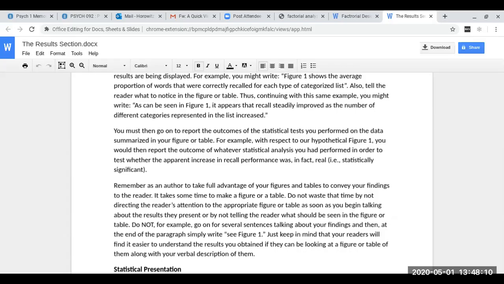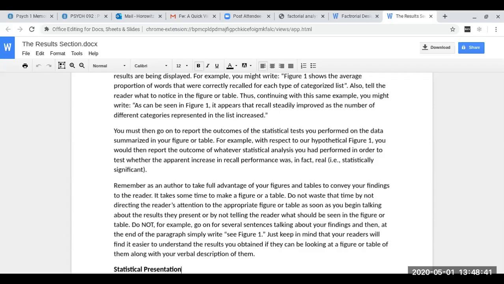the reader's attention to the appropriate figure or table as soon as you begin talking about the results they present, or by not telling the reader what should be seen in the figure or table. Do not, for example, go on and on for several sentences just talking about your findings, and then at the end of the paragraph just say, oh yeah, see figure 1 for that, whatever, right? You're blowing it off, and it's unnecessary, and I don't want you to lose points. My whole point in this is to get you as many points as possible.